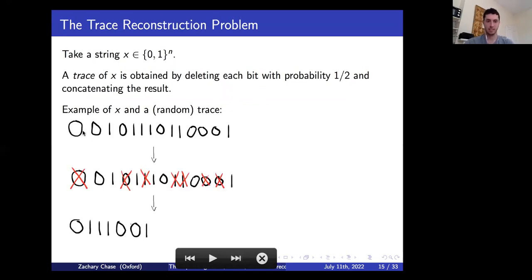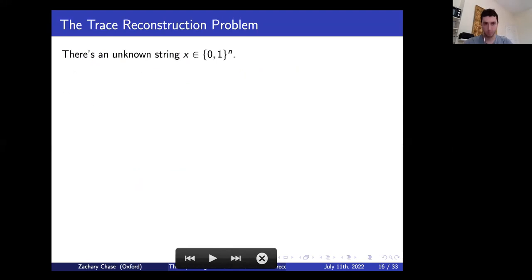If x is 0, 0, 1, 0, 1, 1, 1, etc., the randomness is such that the first bit is deleted, the second and third are kept, the fourth is deleted, the fifth is kept, the sixth is deleted, etc. And then the trace is just 0, 1, 1, 1, 0, 0, 1. So the trace reconstruction problem is as follows.